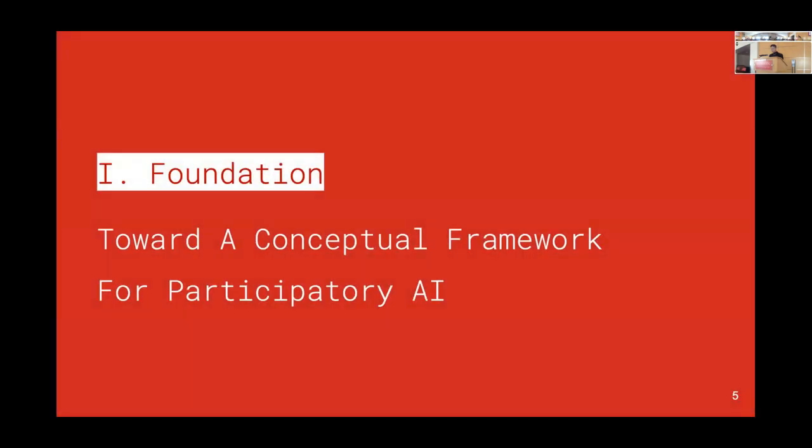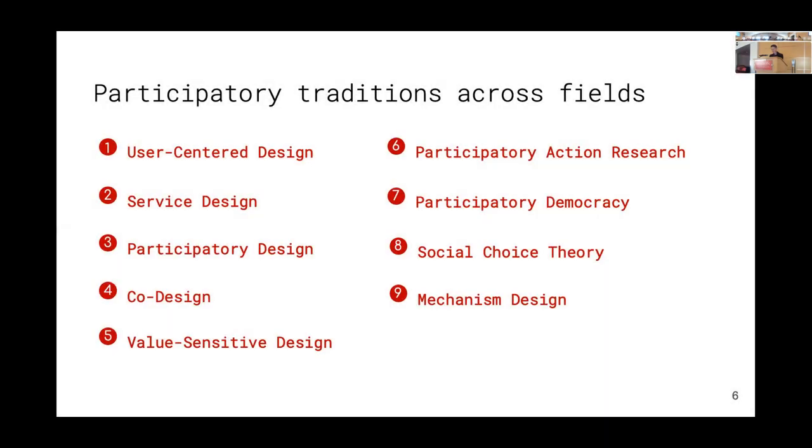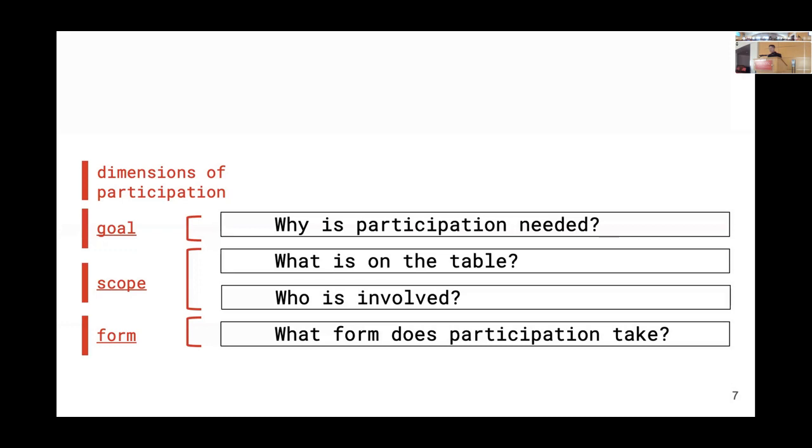To move beyond this conceptual model, we start by developing a framework that enables us to identify different goals and strategies for participatory AI. To do so, we reviewed existing literature on theories of participation across technology design, political theory, and the social sciences. The specific traditions we draw from are listed as follows, such as participatory design and social choice theory. You can read more about them in the paper. By synthesizing across these traditions, we identify 4 dimensions of participation. Why is participation needed? What is on the table? Who is involved? And what form does participation take?